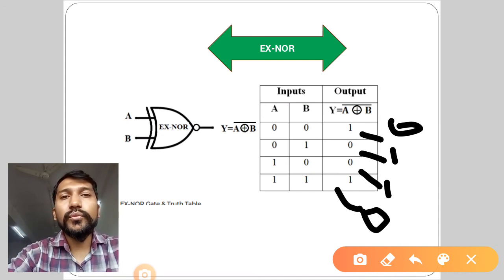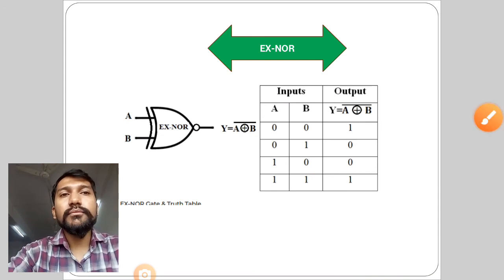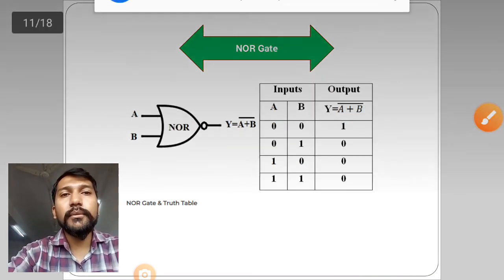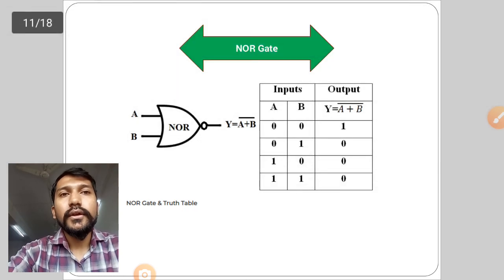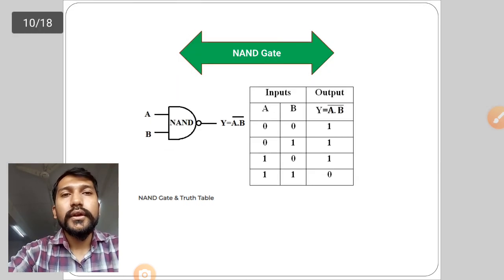Just remember, the output of XOR gate is high when both the inputs are different, and in terms of XNOR gate it will be exactly opposite. Whenever both my inputs are the same, at that time my output will be high in terms of XNOR gate. So try to remember the symbol and truth table of XNOR. Next is NAND gate, symbol, truth table.